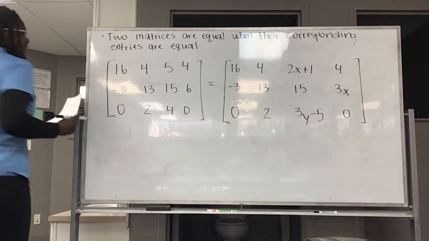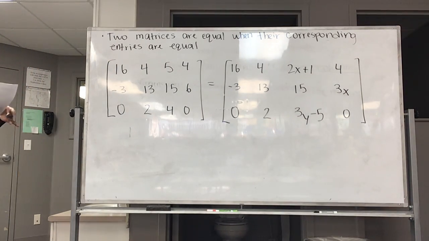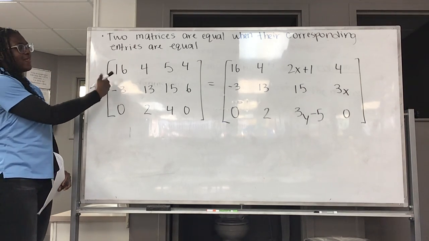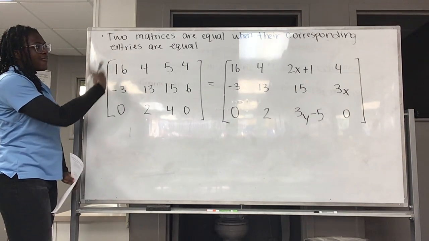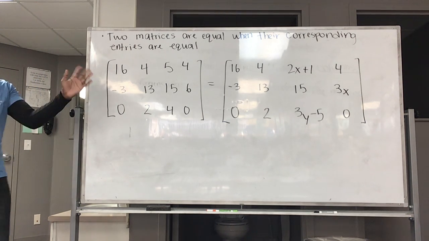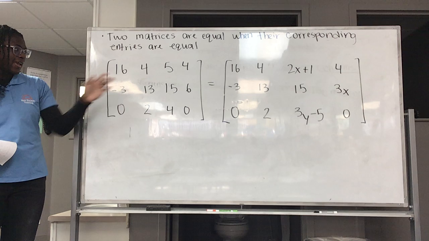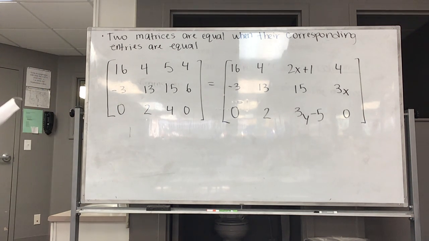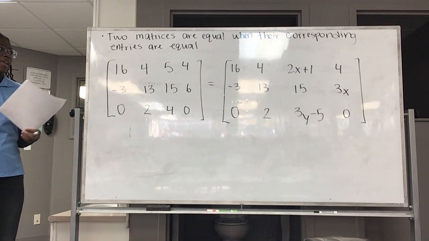Okay. So here I've got two matrices, and if we look at their corresponding entries, the top left-hand corner is 16 and 16, 4 and 4, and then it goes 5 and 2x. Okay, well those are different, but if we look at the rest, it goes 4 and 4 again, -3 and -3, 13 and 13. So that tells us that these matrices are equal to each other. They just got variables thrown in.